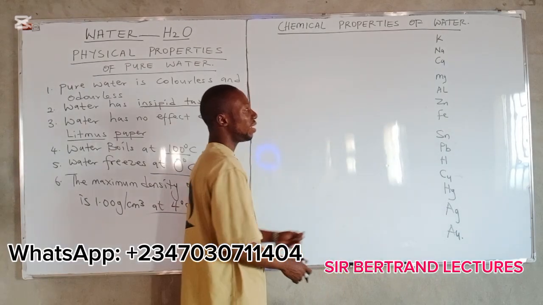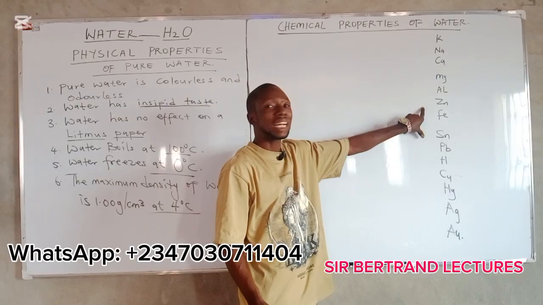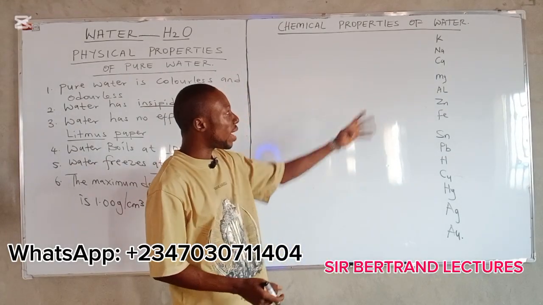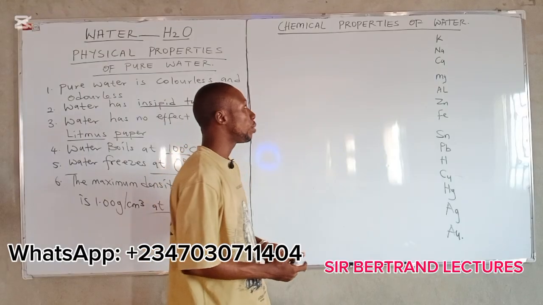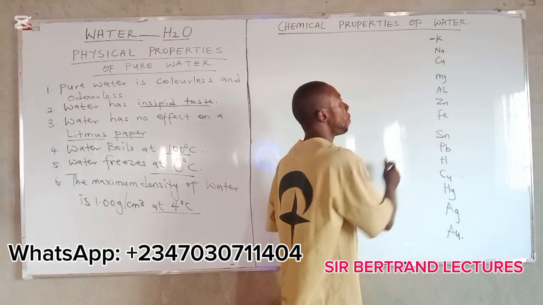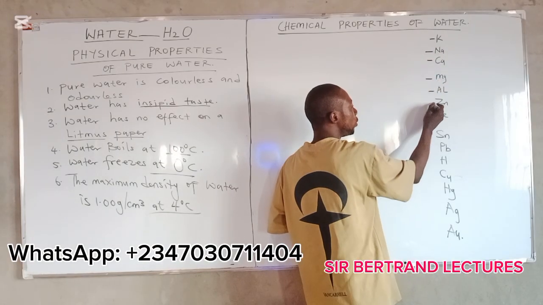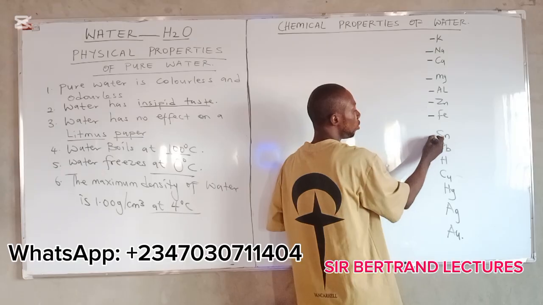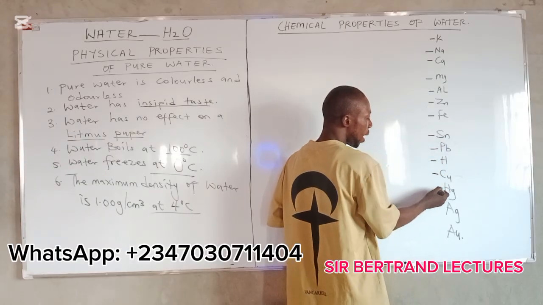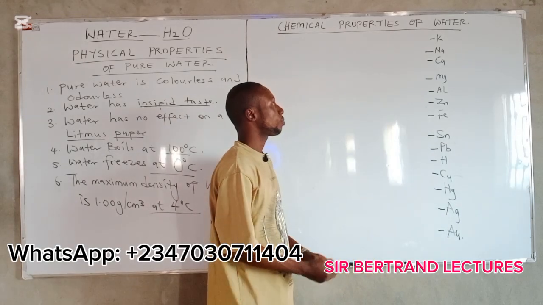This here is the reactivity series. The reactivity series here will help us to understand the chemical properties of water. That is why I wrote it at this side of the board. Here is potassium, sodium, calcium, magnesium, aluminium, zinc, iron, tin, lead, hydrogen, copper, mercury, silver, and gold.